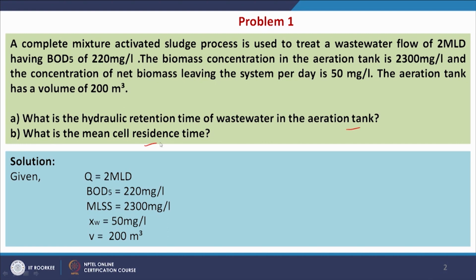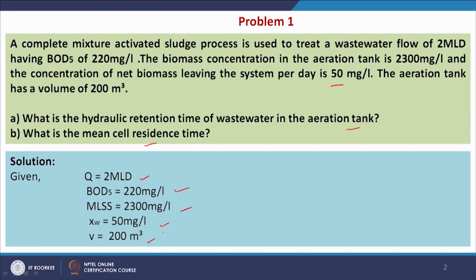So, here we have Q, that is volumetric flow rate, equal to 2 MLD and BOD5 is equal to 220 mg per liter and MLSS 2300 mg per liter and XW is equal to 50 mg per liter, okay, and V is equal to 200 meter cube, that is the aeration tank volume. So, these parameters are given in the statement. So, this is a problem of secondary treatment using activated sludge process.